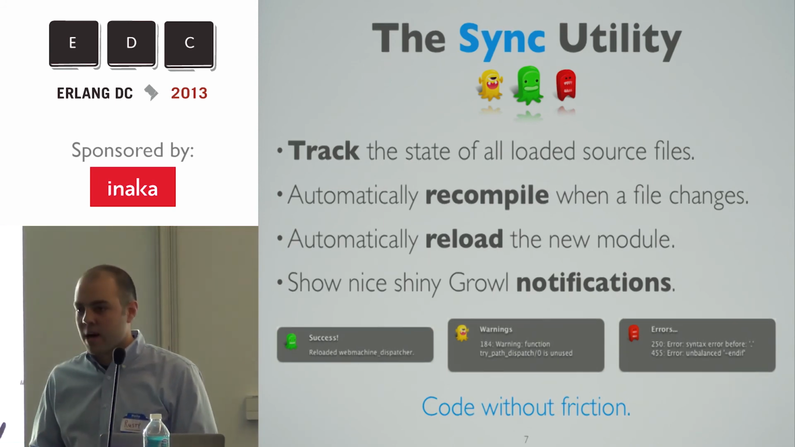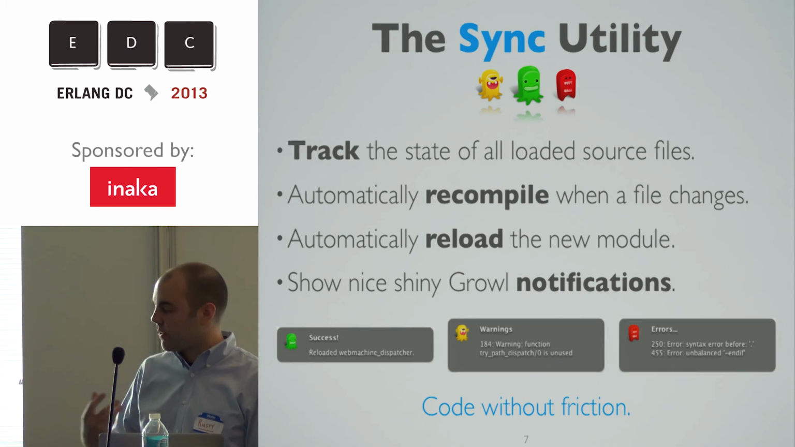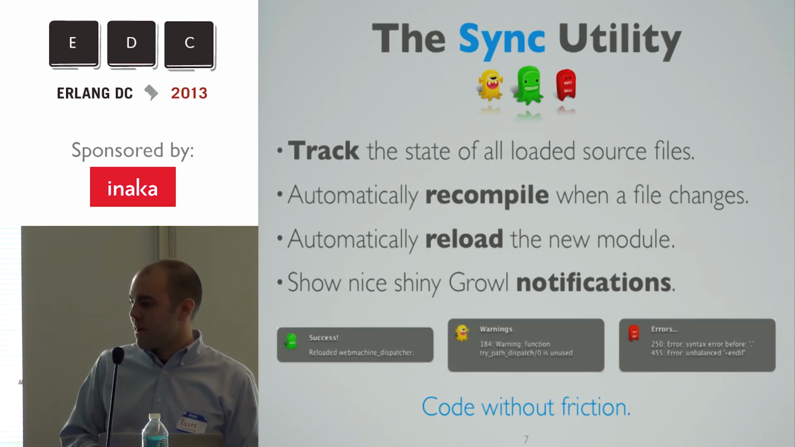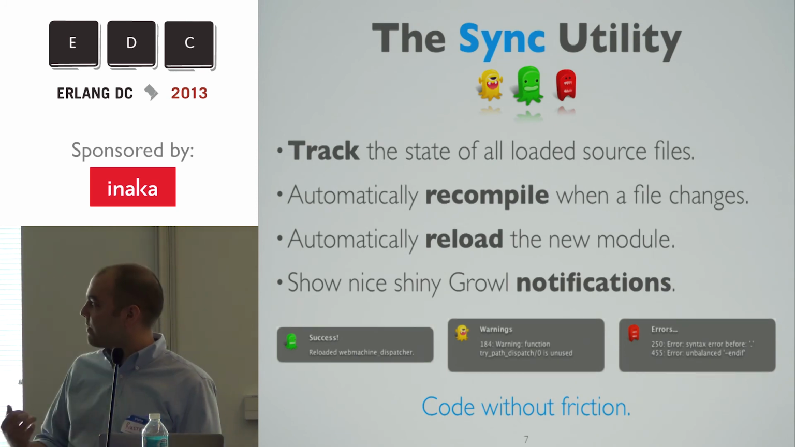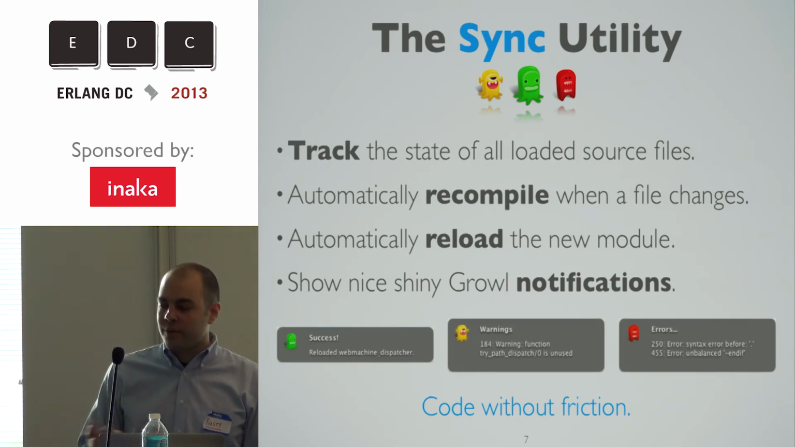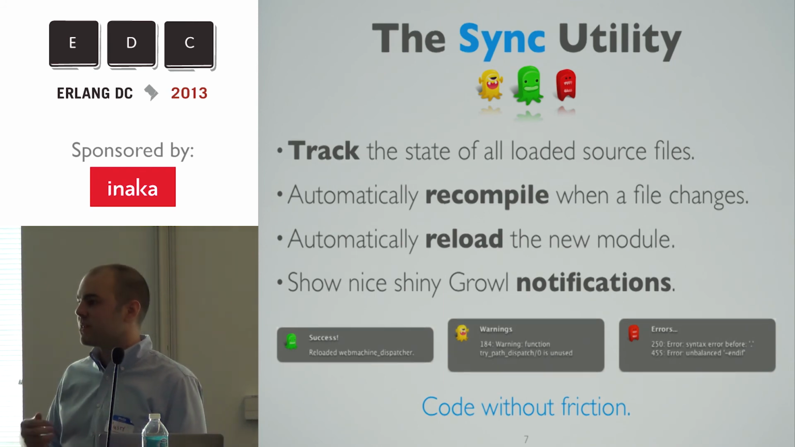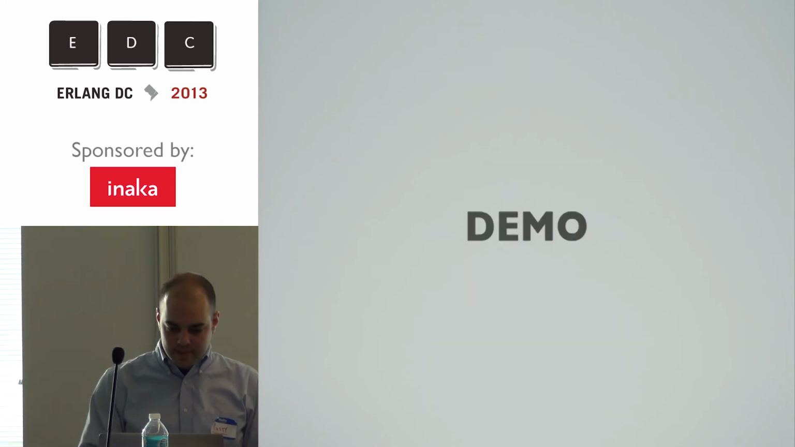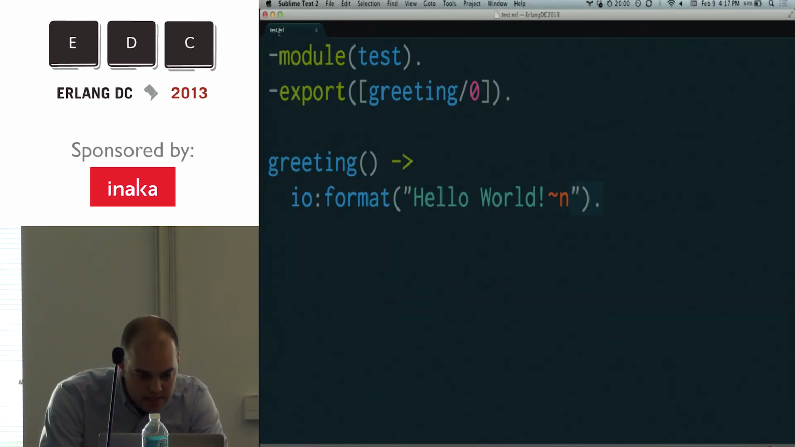It looks at all the loaded modules that you have, sort of deduces where the code lives, keeps track of all the code files, automatically recompiles any of the files when one of the files changes, reloads that new module, and then shows you growl notifications or whatever your notification utility is for your operating system to tell you what happened. And it kind of looks like this.